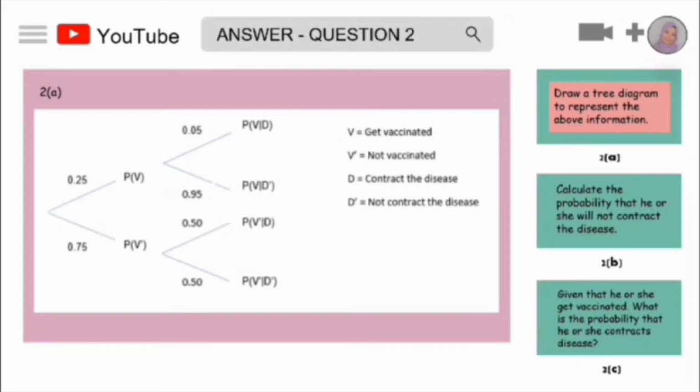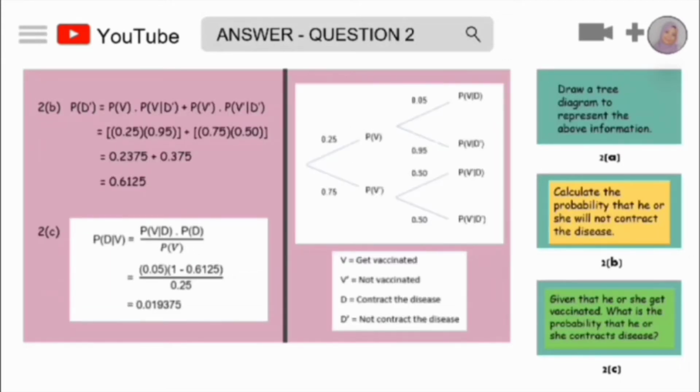The last information in the statement is that the probability of getting the disease if a person is not vaccinated is 50%, which means the probability of D given V prime is equal to 0.5. Now, we put all this information into a tree diagram.